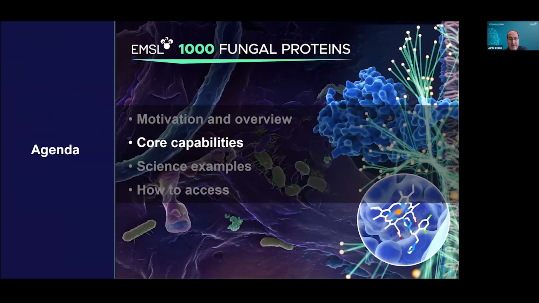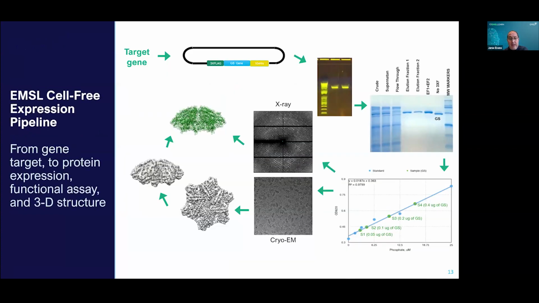But to now pivot to just describing some of the core capabilities associated with 1,000 fungals. One of them, as I mentioned, is our cell-free pipeline. This allows us to go from a target gene to having a protein fully expressed and scaled up for structural analysis or functional annotation, functional screening. And we can adjust the scale of the expression experiments to meet our particular experimental needs.